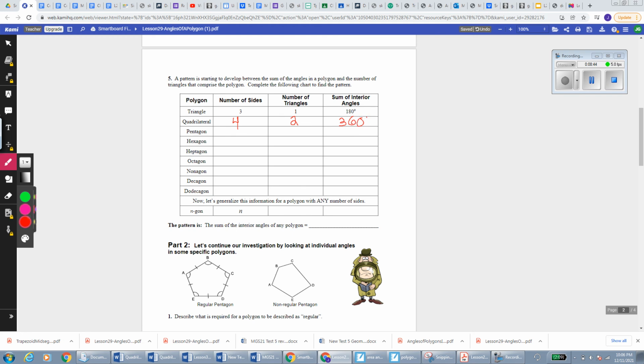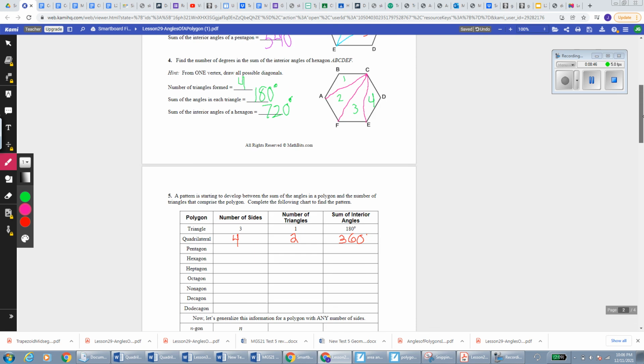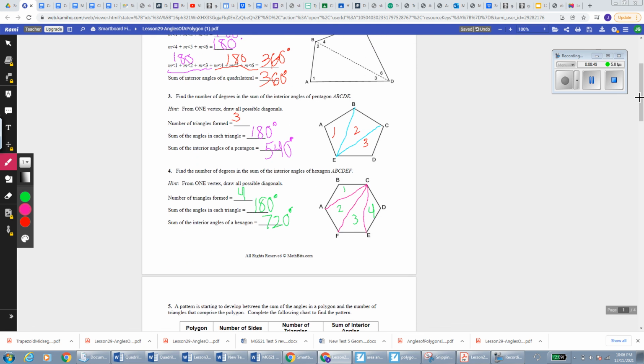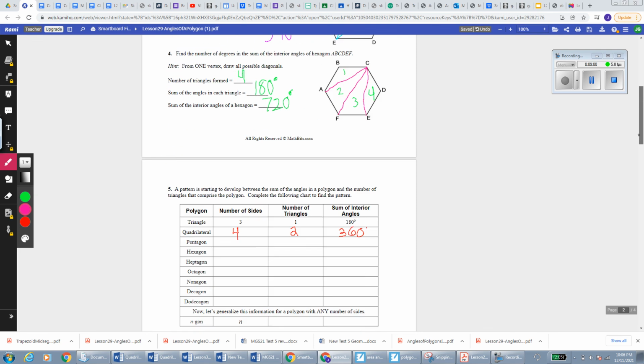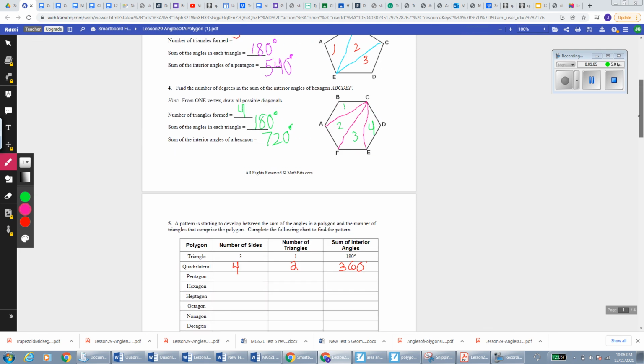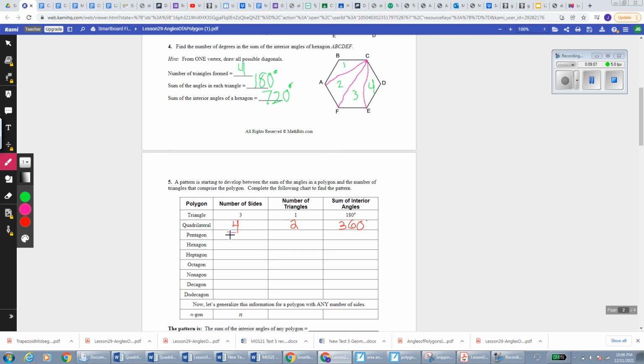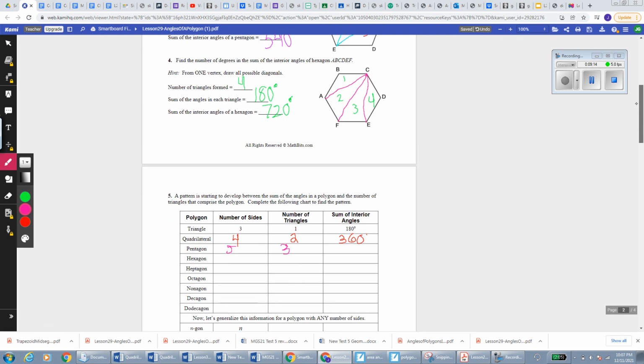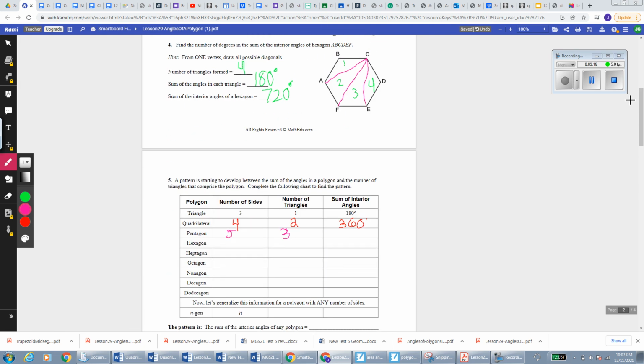Okay, let's put in the pentagon. So the pentagon we did over here in number 3. The pentagon, the 5-sided shape here, was able to be divided into 3 triangles, and the sum of the interior angles was 540. So there were 5 sides in a pentagon. It could be divided into 3 triangles. And the sum was 540 degrees.